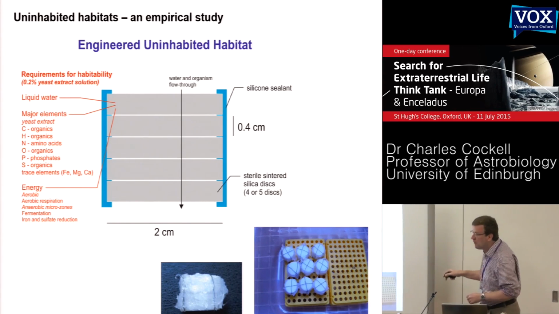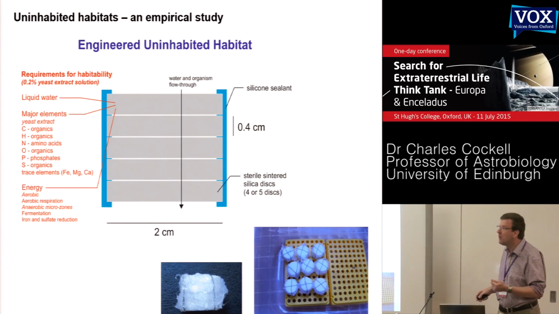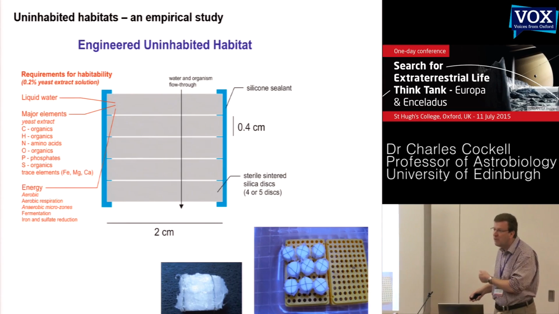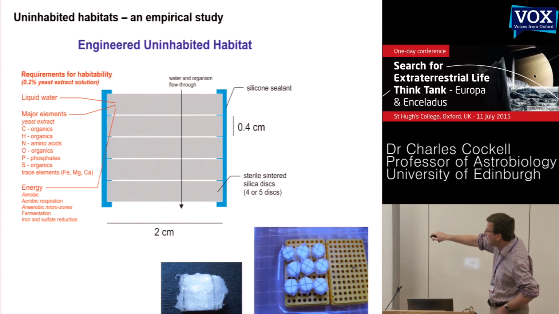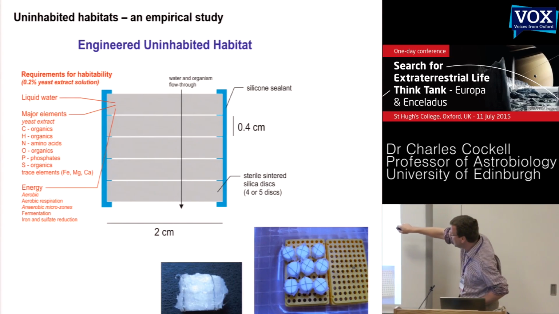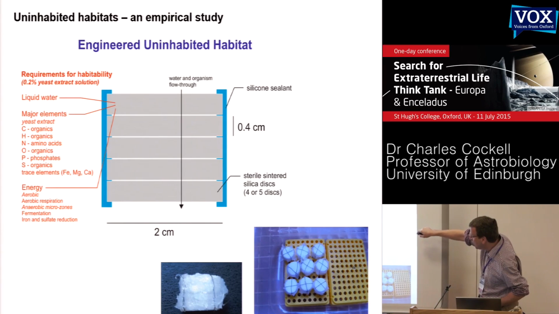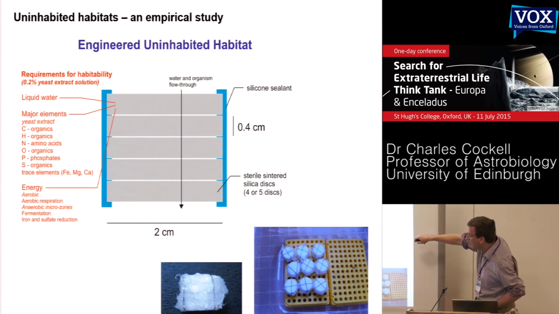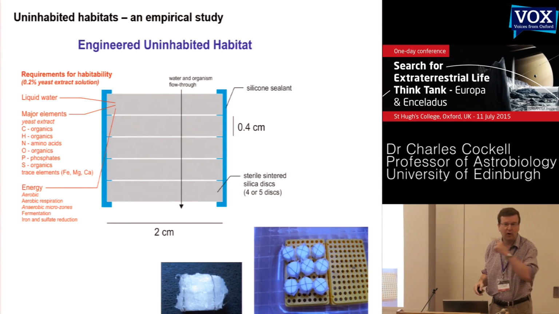And I've cooked them to 500 degrees to sterilize them and removed all the organics. But I've turned them into an uninhabited habitat by providing everything that's needed for life. So I've soaked them through with yeast extracts. They've got liquid water, so these are the requirements for habitability. They've got major elements, CHNOPS elements here, provided in yeast extract, also trace elements. And they've got an energy source in the form of organics in the yeast extract and oxygen in the atmosphere.